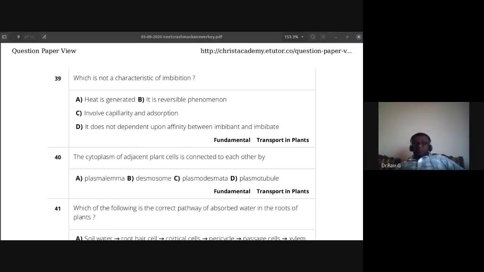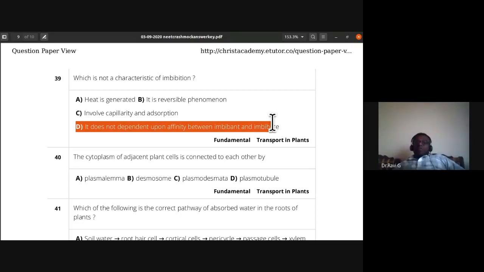So 39th, see, it is not dependent upon affinity between imbibant and imbibate is a wrong characteristic. It is dependent upon affinity between imbibant and imbibate. Okay, imbibition is dependent upon affinity between imbibant and imbibate. Here they have said it does not depend upon. So it is a wrong characteristic. So D is the answer. D is the wrong characteristic of imbibition. Remaining are all correct characteristics.